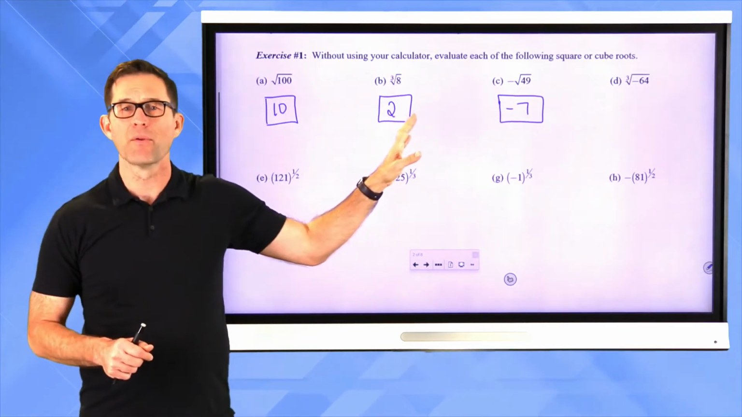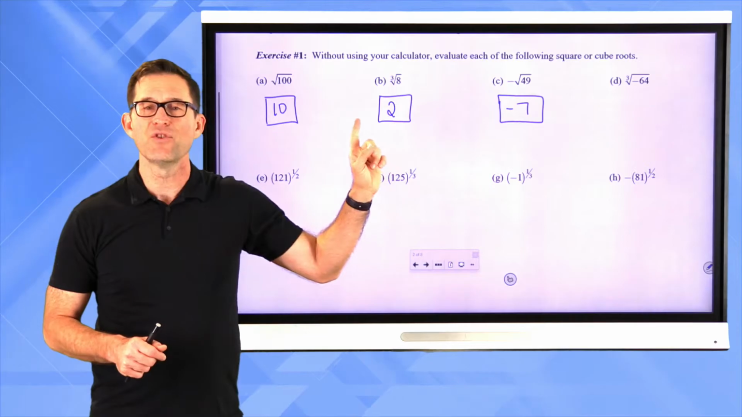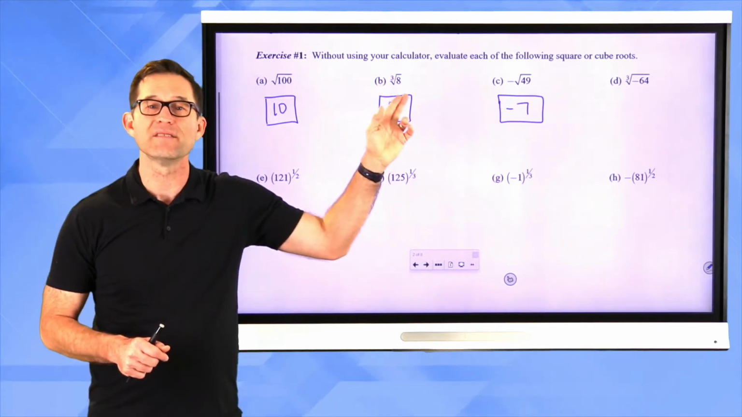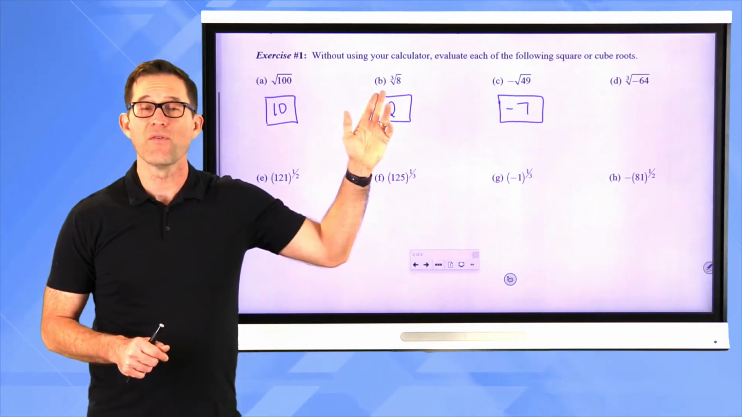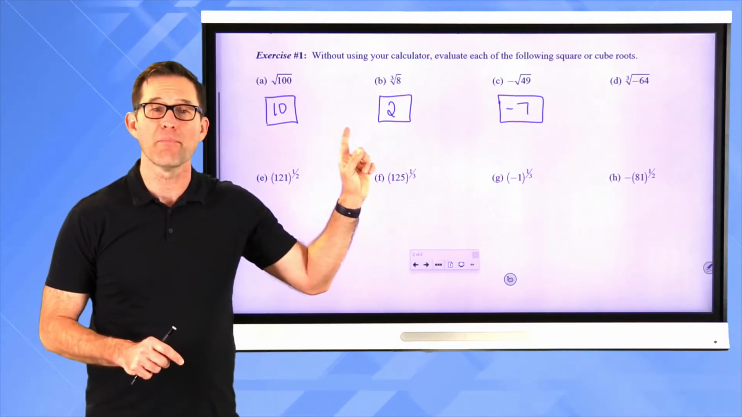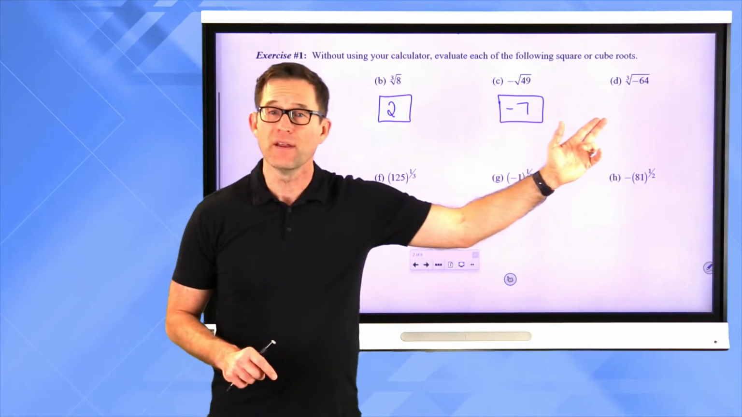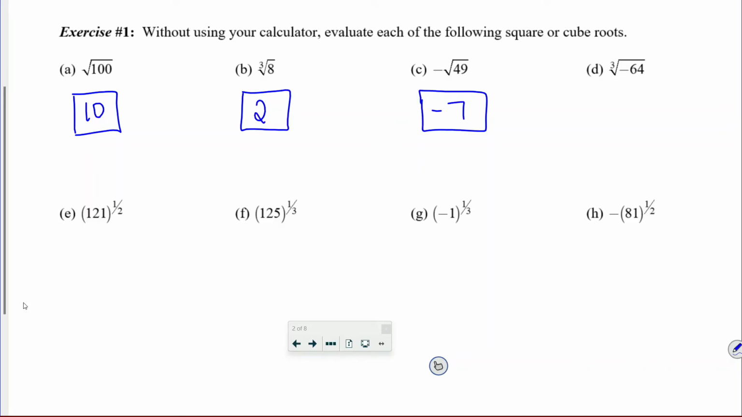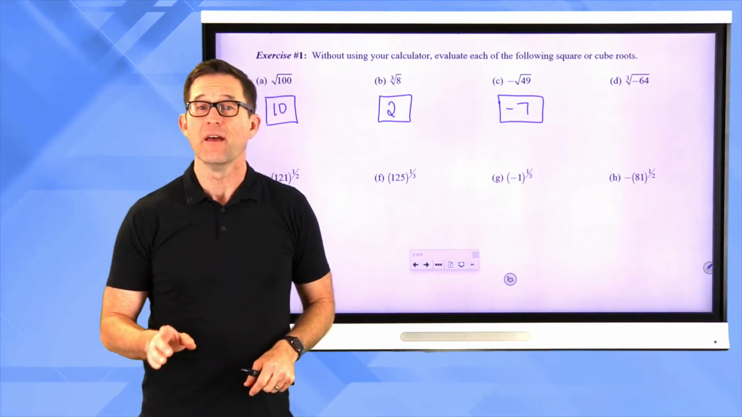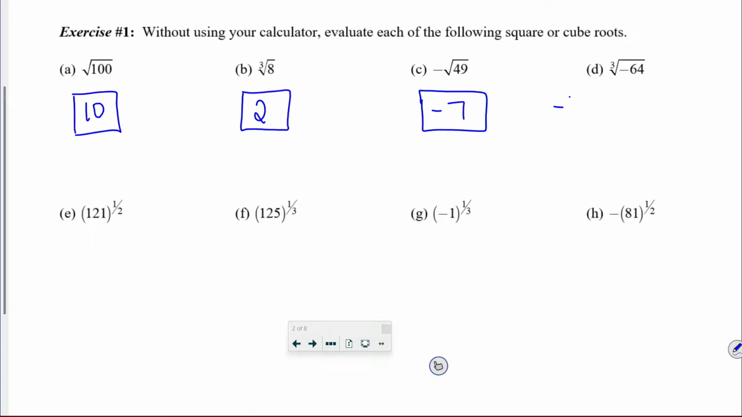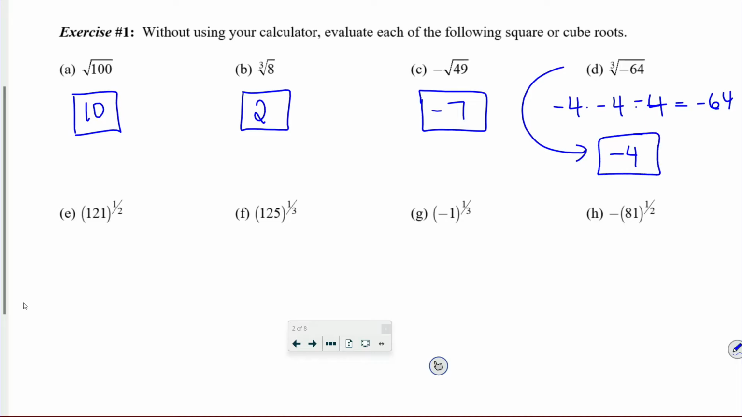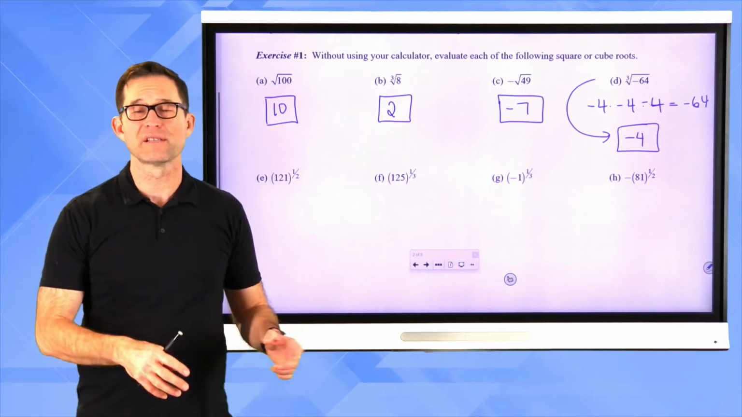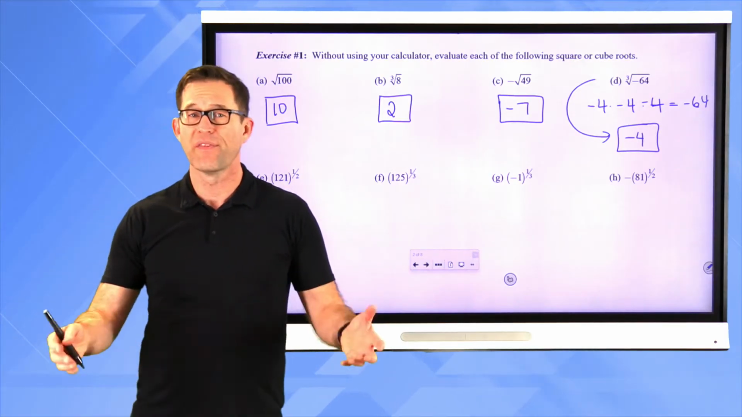We don't have the same problem with cube roots, because negative 2 times negative 2 times negative 2 is not positive 8. So the cube root of 8 in terms of real numbers is only positive 2. Now, in letter D, we have the cube root of negative 64. That's perfectly okay because negative 4 times negative 4 times negative 4 is negative 64. So the cube root of negative 64 is negative 4. I don't need a negative or a positive out front because there's only one number that's true of.